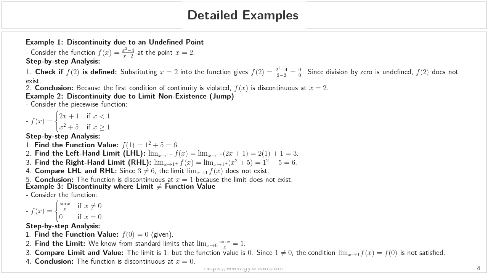These three examples illustrate the three distinct ways a function can fail to be continuous. Keep these in mind as we move to the next slide, where we will discuss some common mistakes students often make when identifying these points of discontinuity.